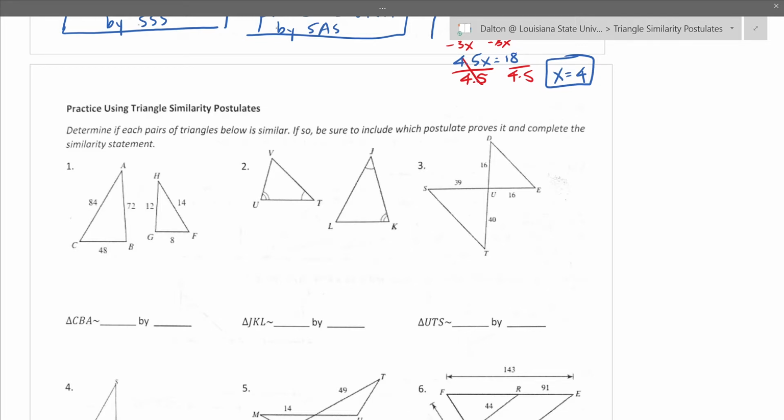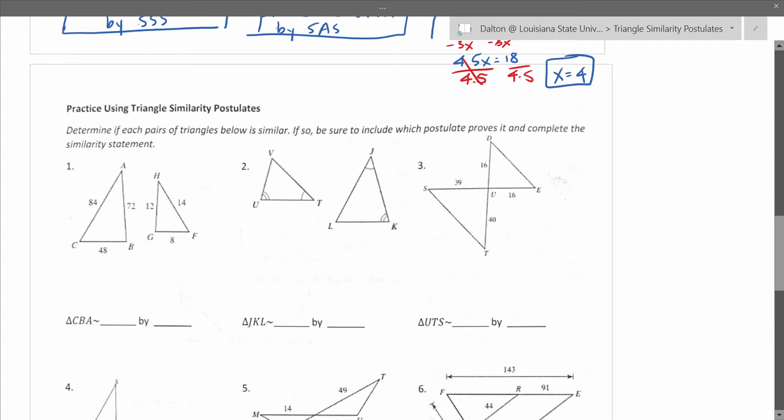This video addresses the backside of the Similarity Postulates notes for these 9 practice problems and goes through the mindset behind finding your answer and checking your correct answers. The directions say determine if each pair of triangles below is similar, and if so, be sure to include which postulate proves it and then complete the similarity statement. If they're not similar, you can just put not similar.